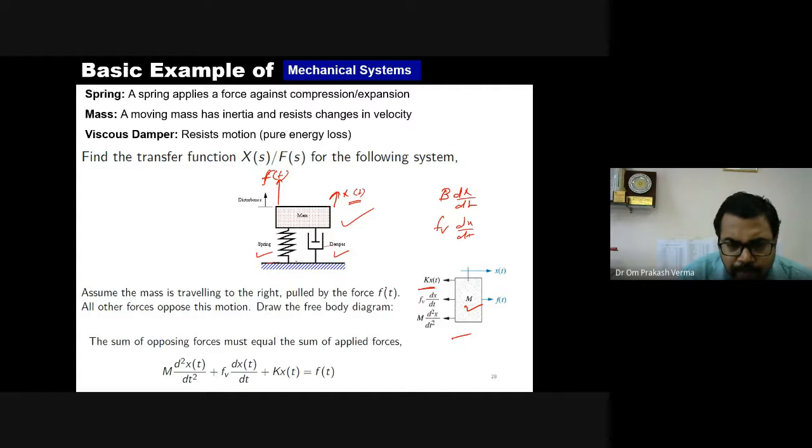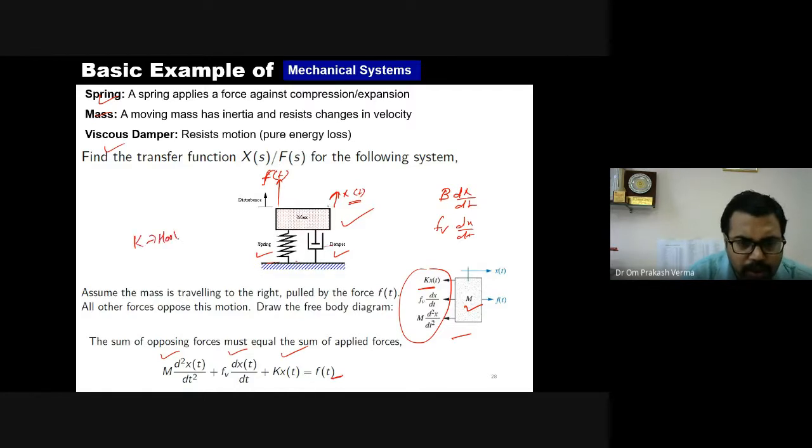Okay, so these are the three components: spring, mass, and viscous damper. Due to these, the forces are balanced. So f(t) is nothing but the force due to the mass, plus the force due to the viscous damper, plus the force due to the spring. Where k is the Hooke's constant, as you know, right?